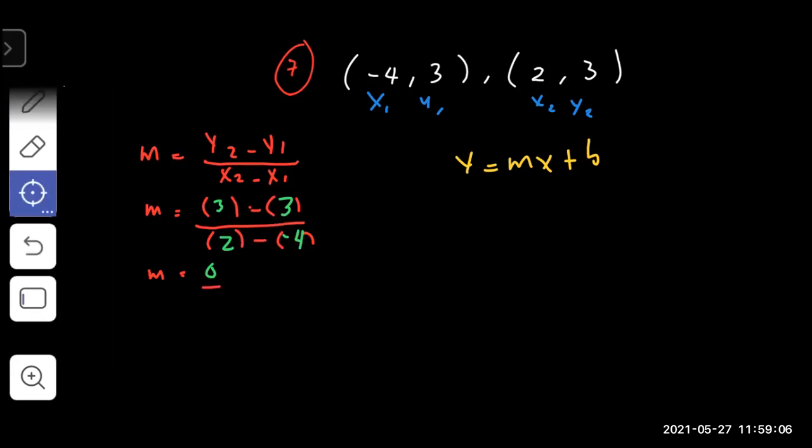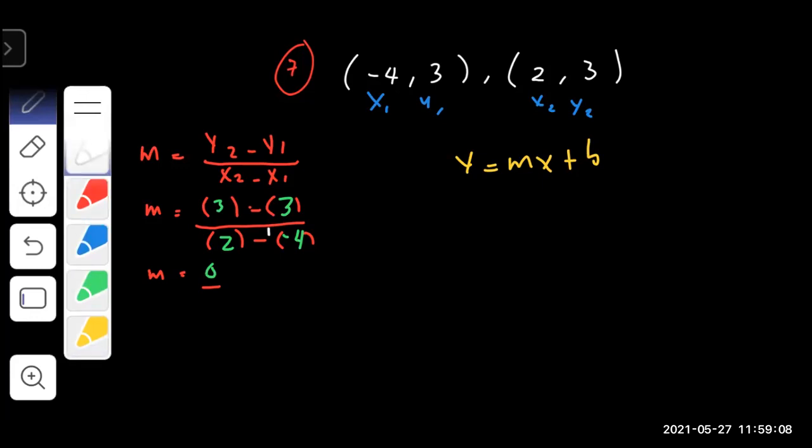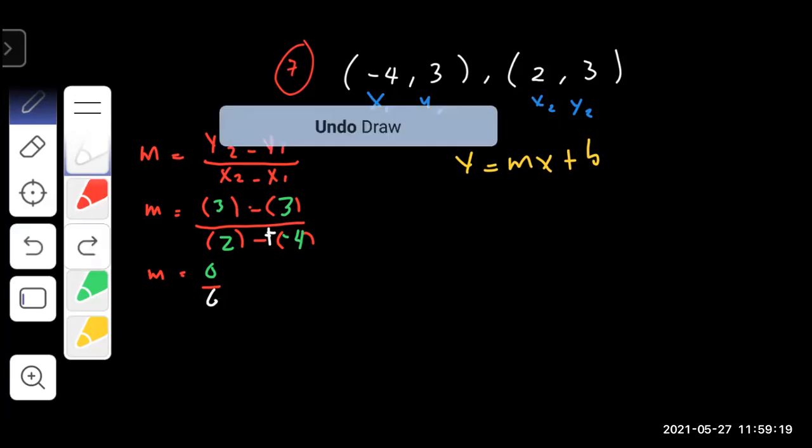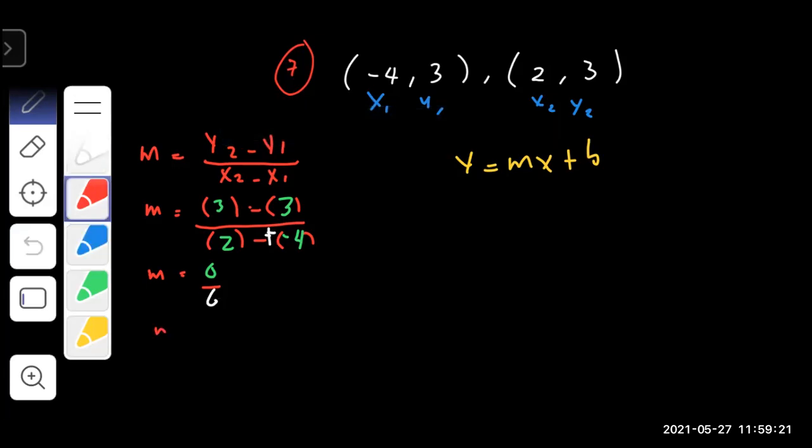This minus and minus, guys, is positive, right? Okay, 2 plus 4 is 6. It doesn't matter, actually, guys, because if you got 0 in the numerator, it will be 0, correct? Okay, 0 divided by any number is going to be 0, and we got the slope. The slope in this case is 0.